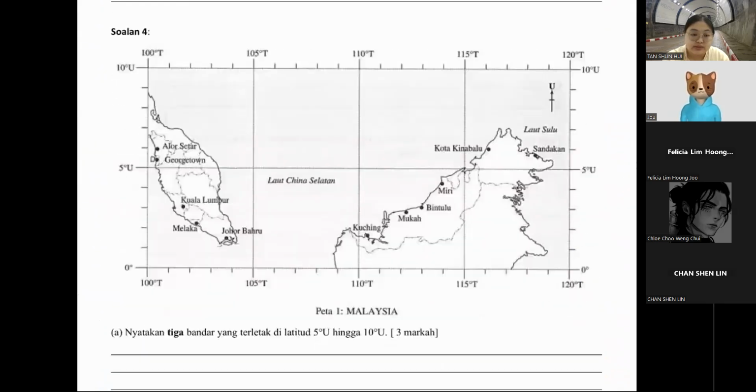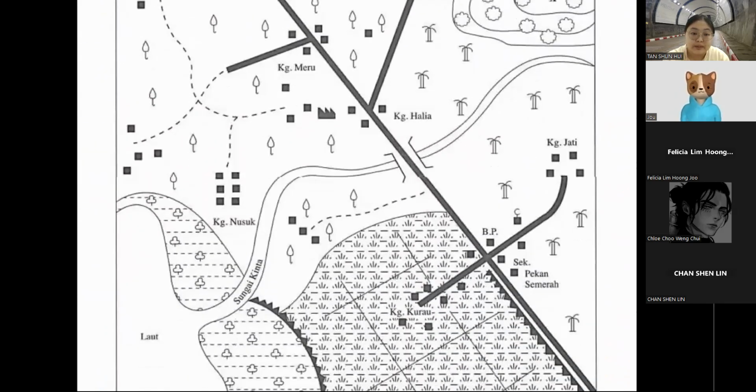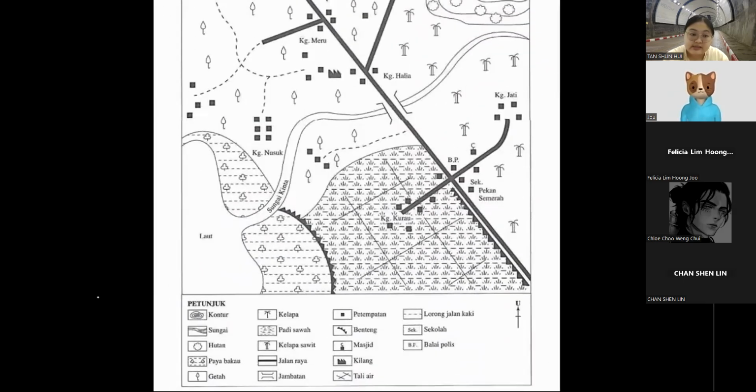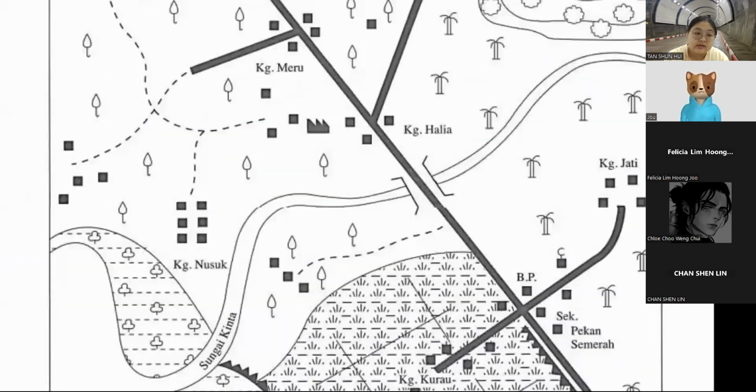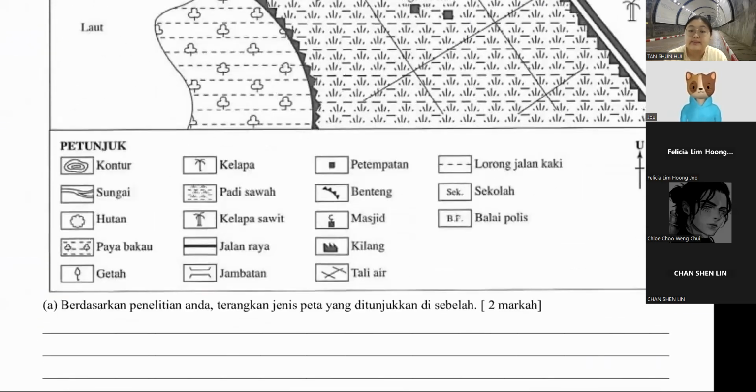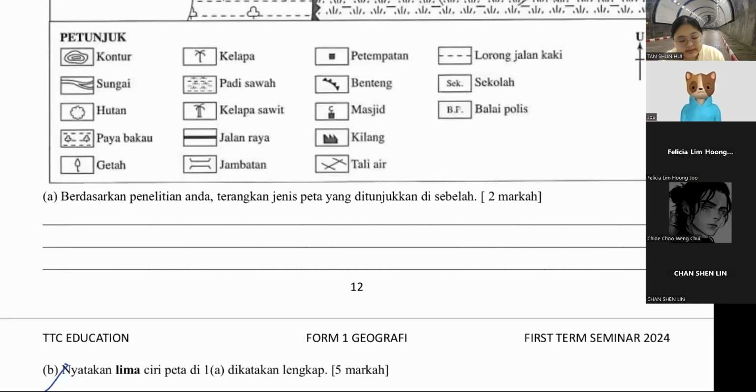Now, for chapter 3, they would like to give you a puzzle and ask you related questions. So this is a map, right? They will ask you something like this. Question 5, the example of part 3, they said, berdasarkan penyelidik Anda, terangkan jenis peta yang ditunjuk di sebelah. Now, they ask you the type of peta. We only learn one type, which is peta laka.